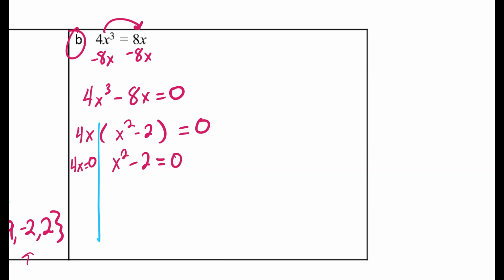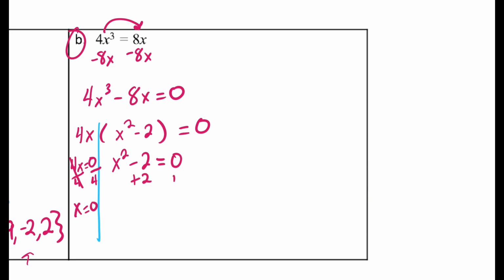Well, 4 times a number equals 0. The only number I could multiply by 4 to make it equal 0 would be 0. Algebraically, the way you could figure that out is just by dividing 4 out on both sides. And for this x squared minus 2, you need to be a little bit more clever with it.